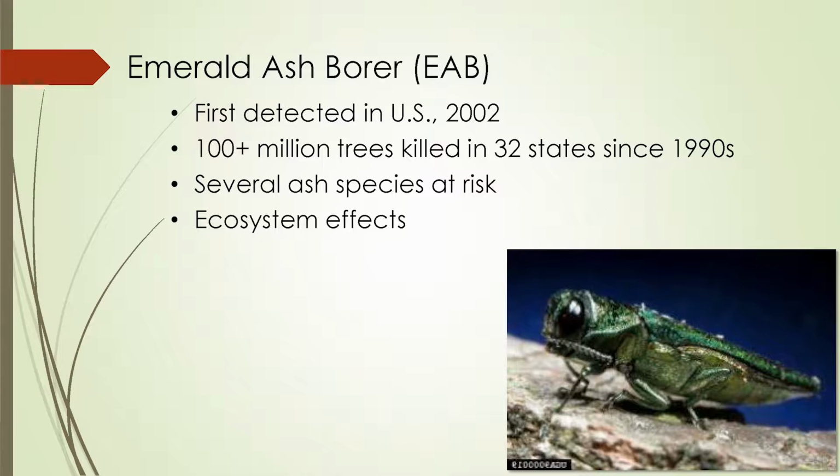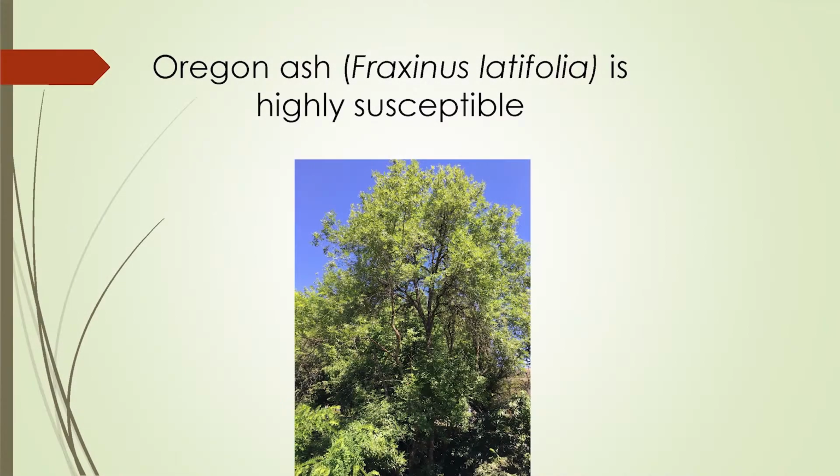This insect attacks and kills true ash, deciduous trees in the genus Fraxinus. In North America, there are 16 native species of Fraxinus. All are at risk from EAB. Experiments in Ohio and Michigan revealed that our native Oregon ash, Fraxinus latifolia, is also highly susceptible to emerald ash borer. Many species of ash have been planted in communities across Oregon.